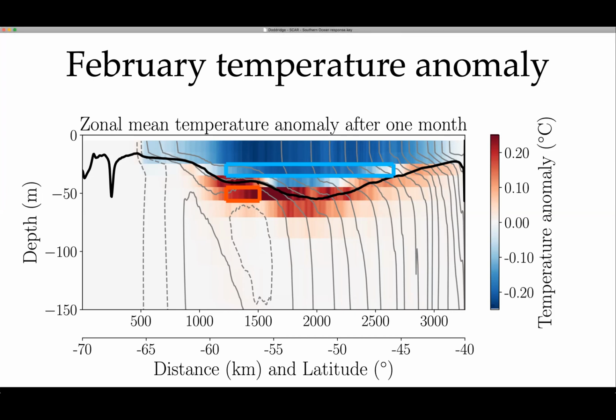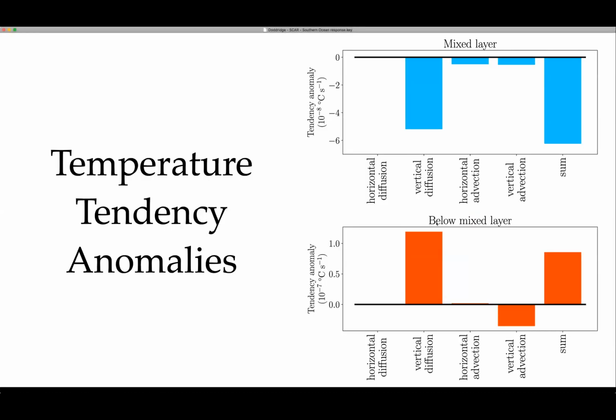So if we look in the blue box and the red box, we can work out exactly what mechanisms are causing that cooling and the warming. Over here, you can see that in the mixed layer, vertical diffusion is almost solely responsible for the cooling. We have a small contribution from horizontal advection and vertical advection, but the bulk of the work is the diffusion. Below the mixed layer, it's the same story. We have vertical diffusion causing that warming, and vertical advection is a slight cooling. So that's Ekman upwelling of the cold water from below, but it's overwhelmed by this diffusion.